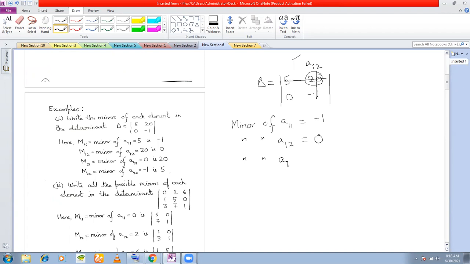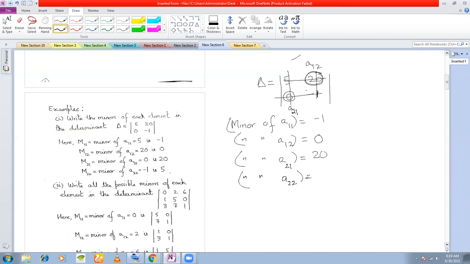Minor of A13, this element. This is the element A13. So I'll hide this row and this column. I'm left with 20. So the minor of this element is 20. This is how you evaluate the minors. And the next element, not A13, this is A21, second row, first column. Similarly, I want to evaluate the minor of A22.